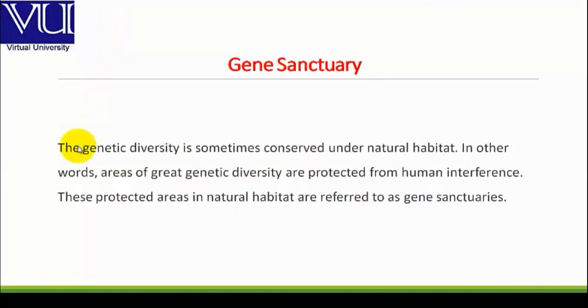Gene sanctuaries. The genetic diversity is sometimes conserved under natural habitat. In other words, areas of great genetic diversity are protected from human interference. These protected areas in natural habitat are referred to as gene sanctuaries. Human activities are permitted in such areas but to a limited level. This type of area has two main advantages. The first one is it protects against the loss of genetic diversity caused by human intervention, and second, it allows natural selection and evolution to operate.